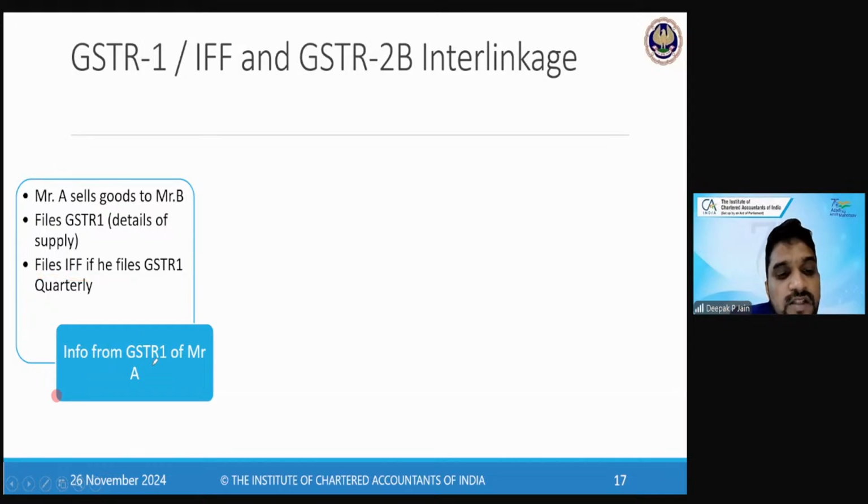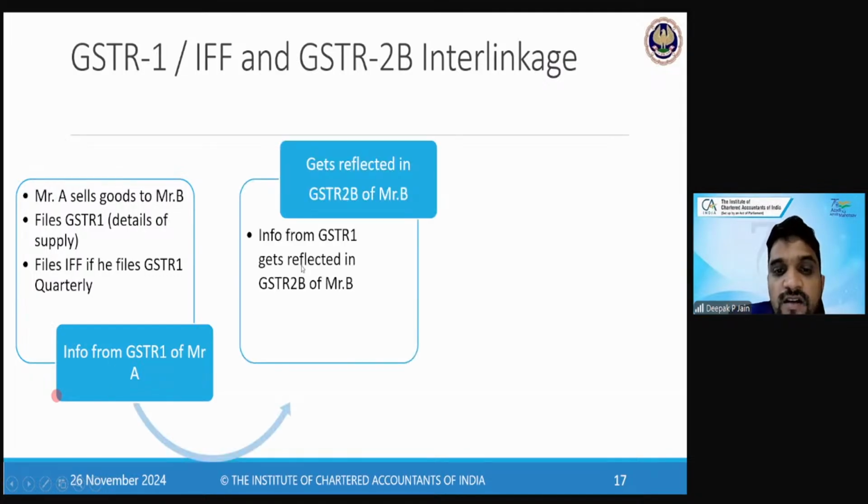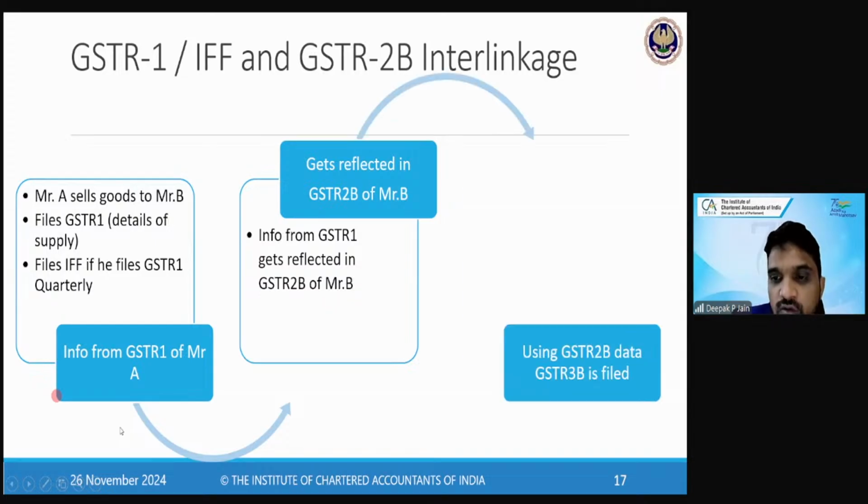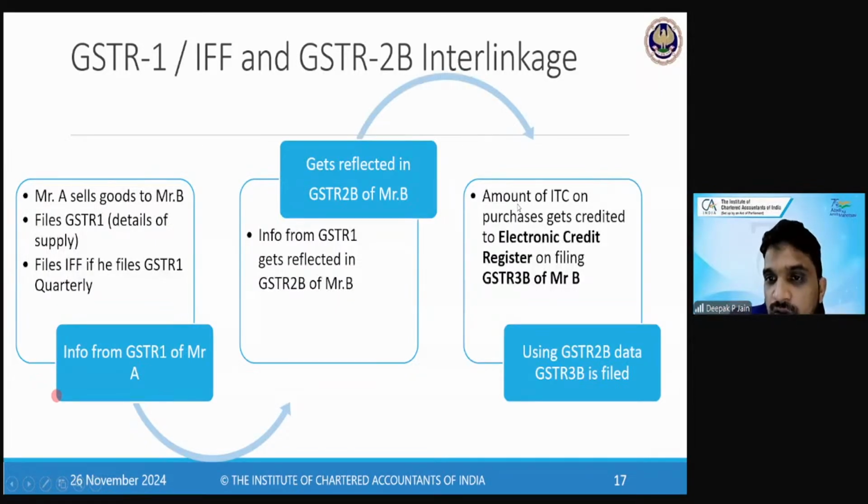Now, info from GSTR 1 of Mr. A. So he's filing his GSTR 1 or IFF. Both are the same in effect. So he will either file GSTR 1 or he will file his IFF. From this, the data from GSTR 1 gets reflected in the GSTR 2B of Mr. B. If he's filing GSTR 1, then it will be from GSTR 1. If he's filing IFF, then from IFF the data will come in GSTR 2B of Mr. B.